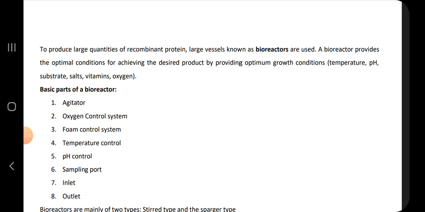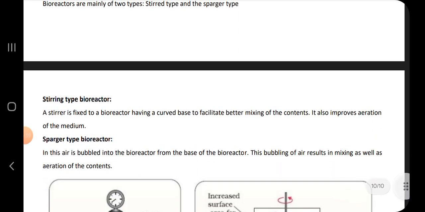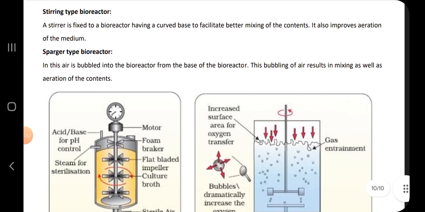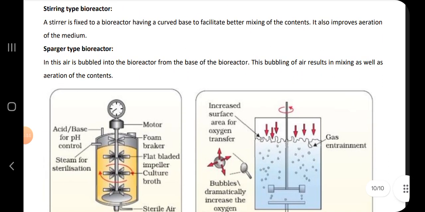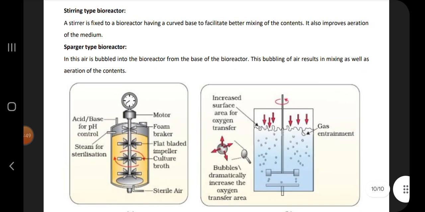Bioreactors provide optimal conditions for achieving the desired product by providing optimal growth conditions, that is temperature, pH, substrate, salt, vitamins and oxygen. Basic parts of a bioreactor are agitator, oxygen control system, foam control system, temperature control system, pH control system, sampling pot, inlet and outlet. Bioreactors are of two types, stirred and sparged. In the stirring type, the stirrer is fixed to a bioreactor having a curved base to facilitate better mixing. It also improves aeration of the medium.